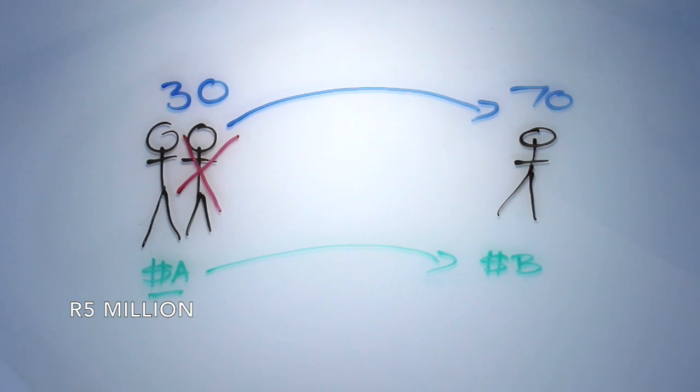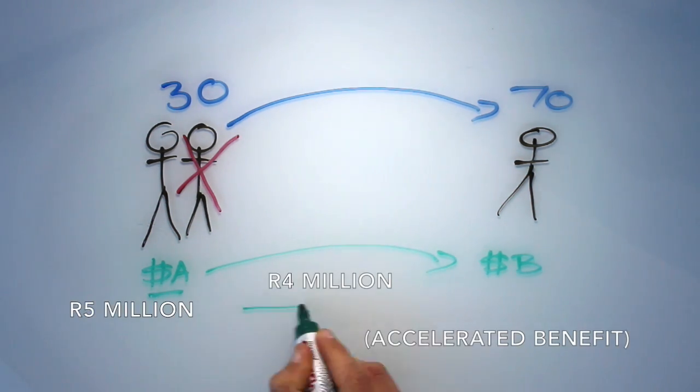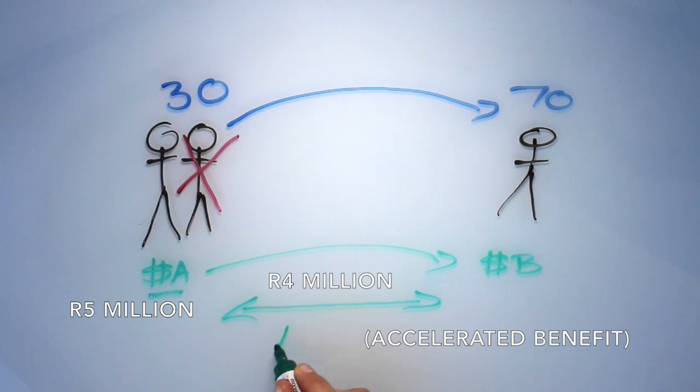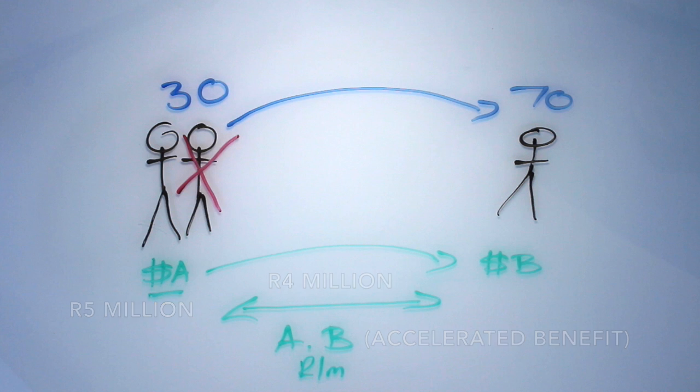So, if we suppose in a simplistic way that the expected value of the inheritance for the wife at age 30, allowing for interest and mortality, is 4 million rand, then the accelerated benefit that the wife receives is the 5 million she received less the 4 million that was expected, i.e. 1 million rand. We will then deduct this 1 million rand from the claim.